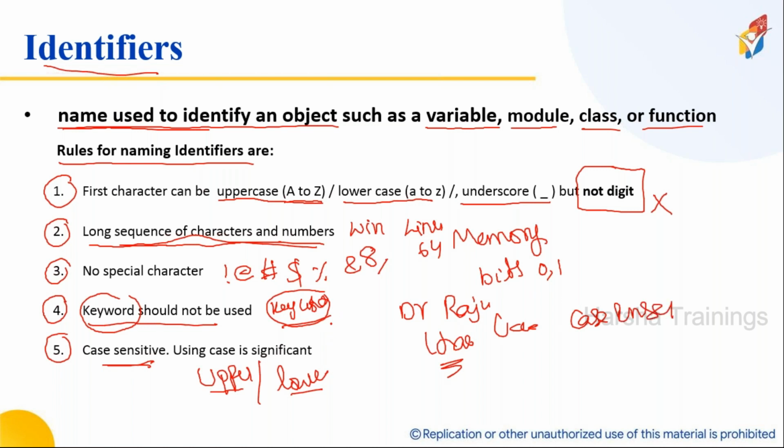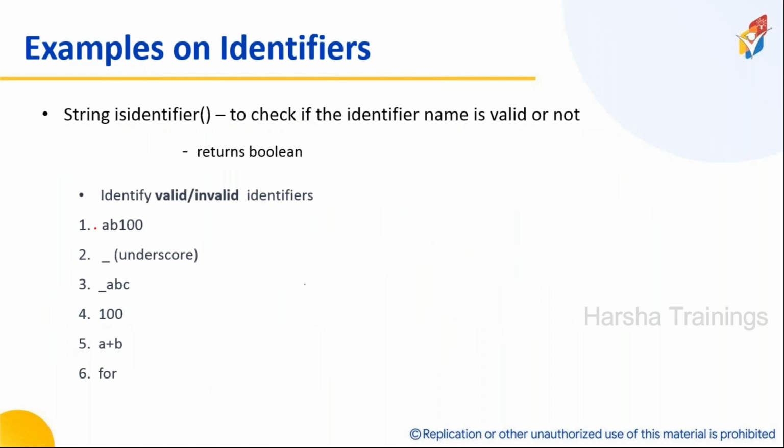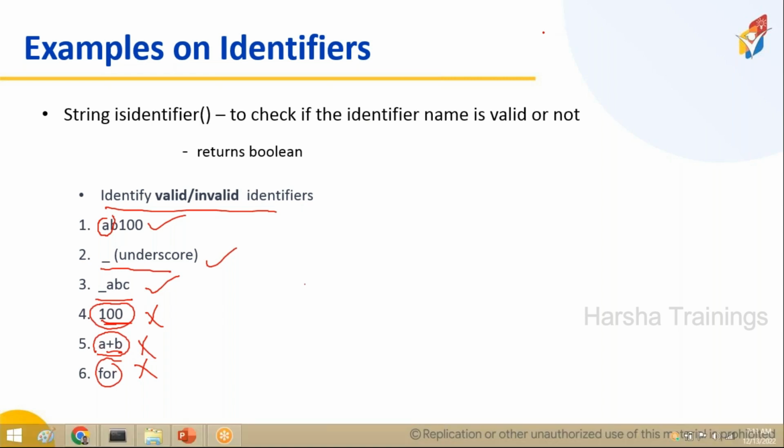With this basic stuff, can you please answer my queries? Can you please tell me whether these are valid or invalid identifiers? AB100: my first character is lowercase, so it is valid. This is also valid because it is starting with an underscore. This is also valid because it is an underscore. Can you tell me whether this is valid or invalid? Invalid because it is starting with a digit. A plus B: I told you that you should not have special symbols, so it is not valid. For is a keyword, so this is also not valid. Is it okay? Does anyone have any queries on this?